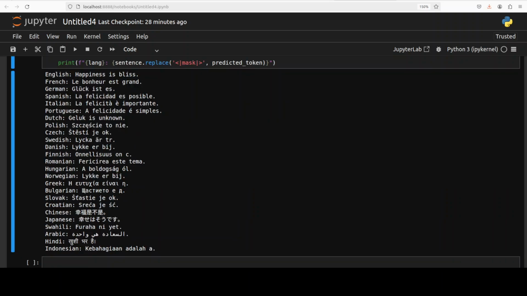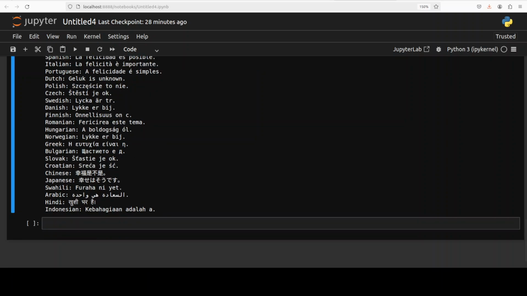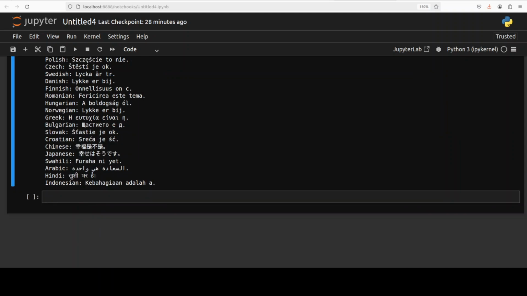If I quickly look at it and take help from Google Translate, I think English looks good, French looks good, German doesn't really look good to me, but please confirm. Spanish looks good, Italian, Portuguese look good, but Dutch, Polish, Czech, nope. And the rest of the languages, I don't think they are looking good here in terms of completing this sentence. But if you are a speaker of that language, I would really need your help in correcting me.